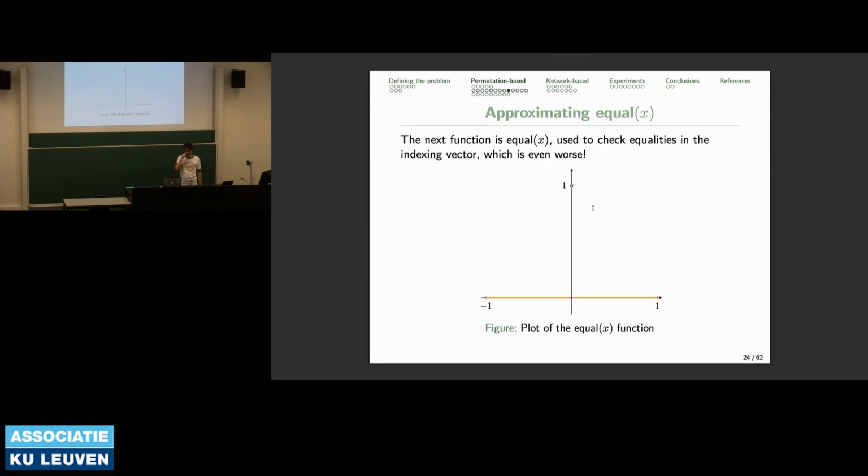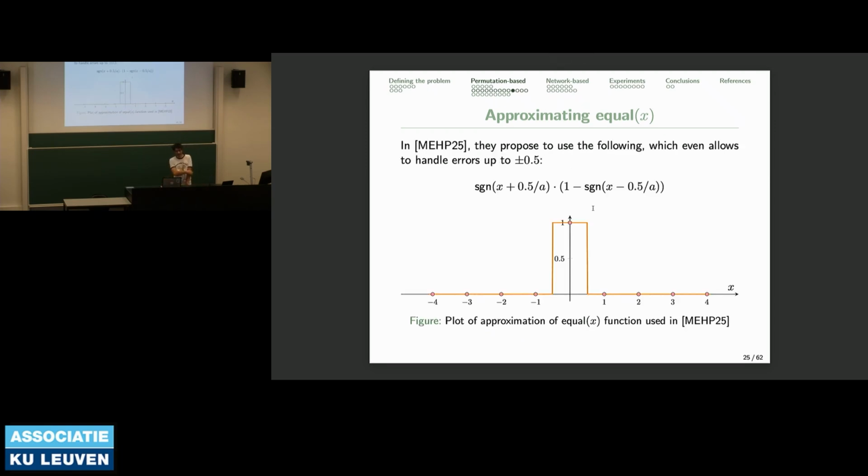The other function is this monster, because it's always 0 apart from the origin, which is 1. And if we try to plug Chebyshev polynomials here, they will explode somehow. If we look at other works, like MIHP 25, they use this function to approximate this, which is composed of, again, two signum functions. And it's nice because it also has a sort of error correction. Namely, if we have a value which is like 0.3 because of some errors, it will still be mapped to 1, so fine. But the issue is that we are computing 2 times the signum function once more, which is something that we want to avoid.